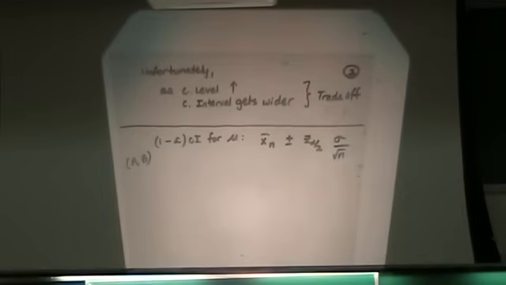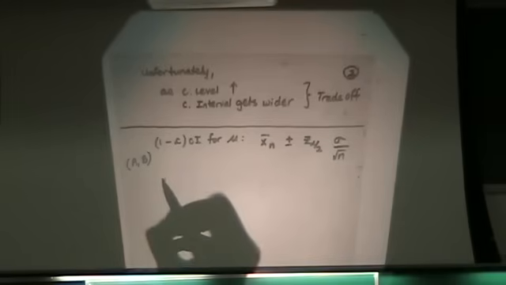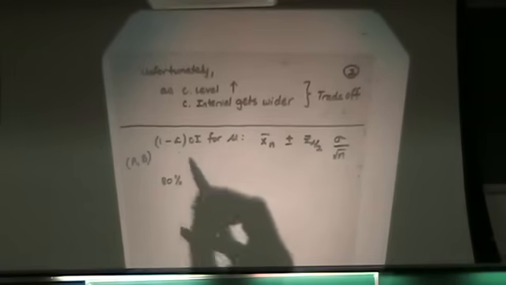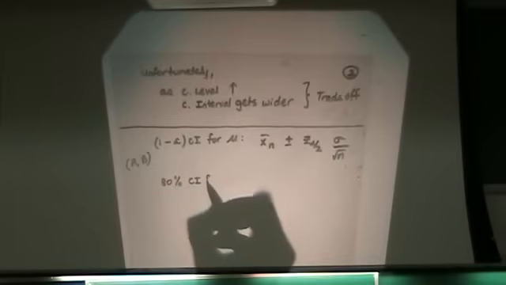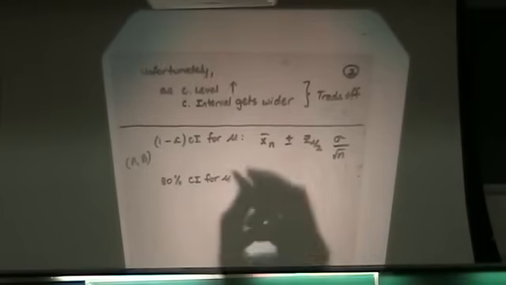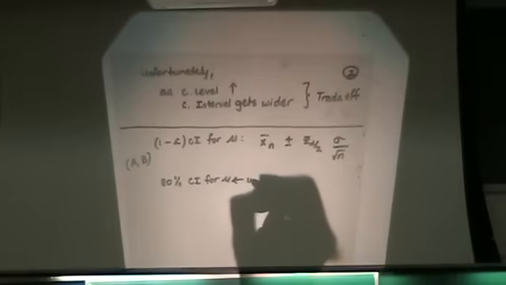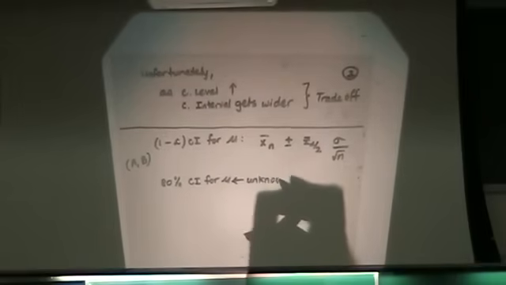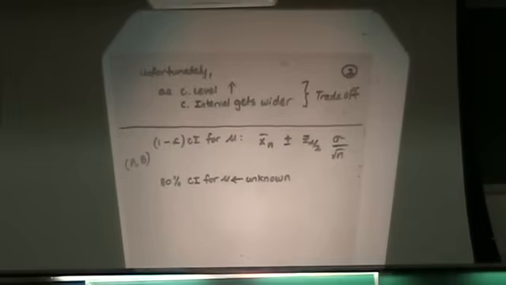I want to do an example before anything else so that you see how it works. Let's say that I'm looking for the 80% confidence interval for mu, which is unknown. Obviously mu is unknown. Otherwise, why would I be searching for an interval, right? Mu is unknown.